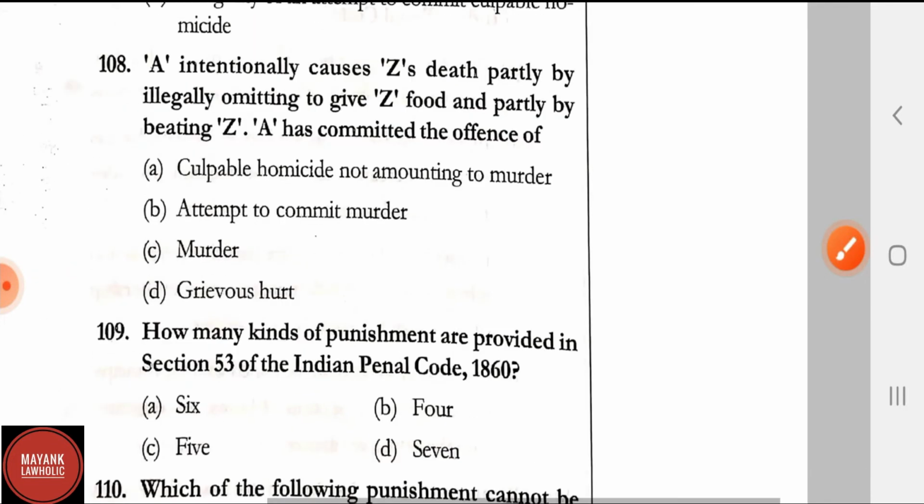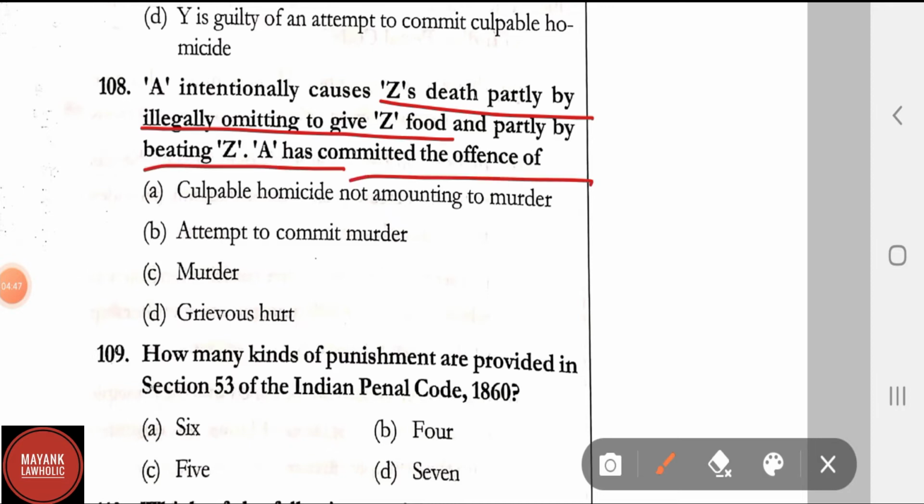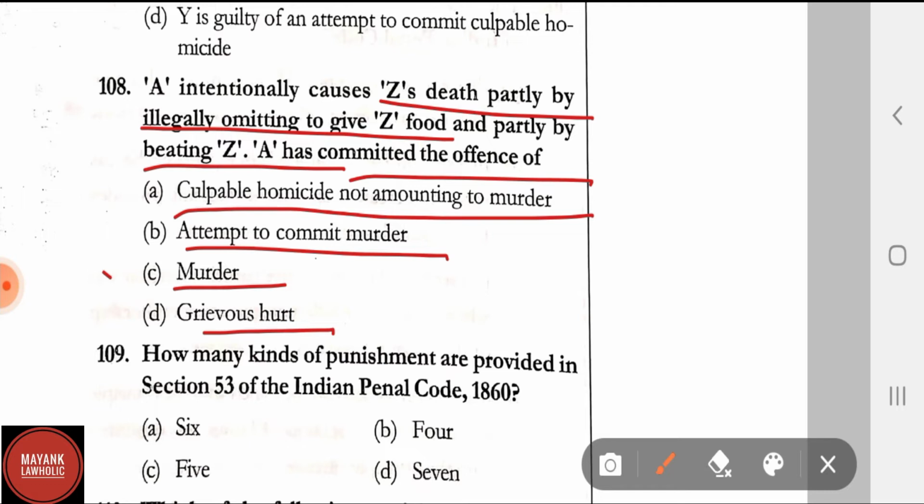Question number 108. A intentionally causes death partly by illegally omitting to give Z food and partly by beating Z. A has committed the offence of: option A, culpable homicide not amounting to murder; B, attempt to commit murder; C, murder; D, grievous hurt. Here the correct answer is option C, that is murder.